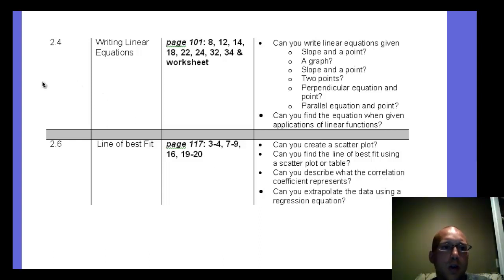Honors Algebra 2. Yesterday we looked at 2-4, writing equations of lines. We're going to continue that concept in 2-6. We talk about line of best fit.